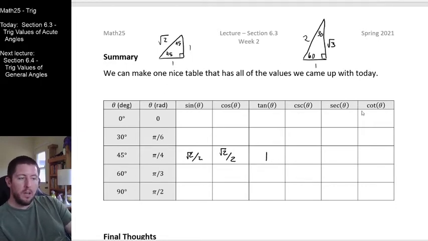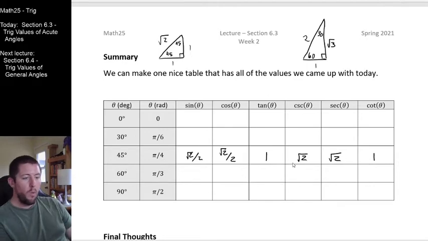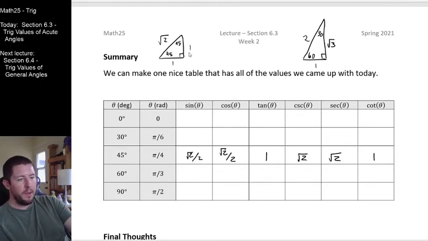And for our secant, cosecant, cotangent, we know that we just flip these guys. So flipping root 2 over 2 gives us 2 over root 2, which simplifies down to just root 2, and root 2 and 1 again. The reciprocal of 1 is 1. So that's what I got for my first triangle here.